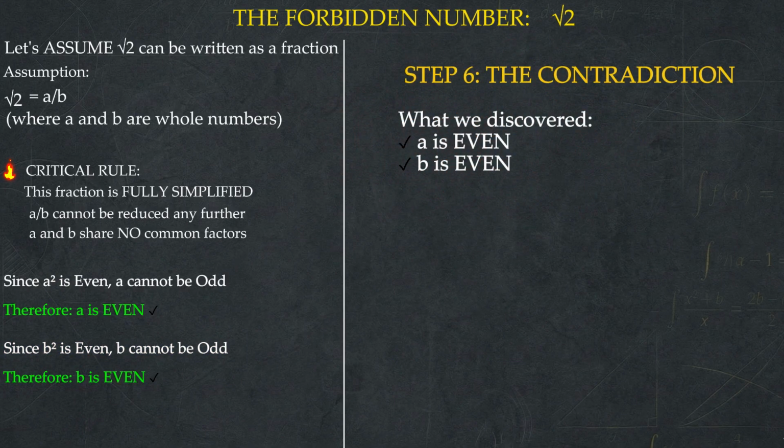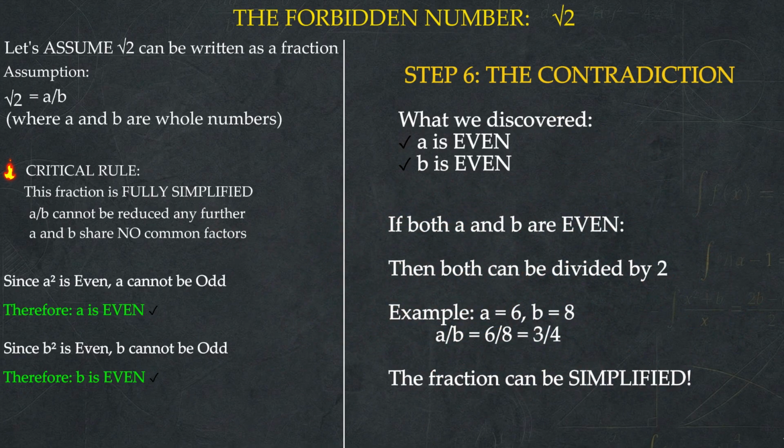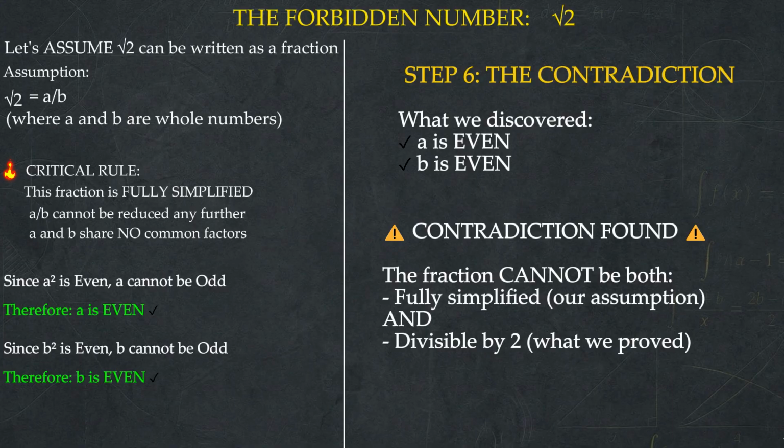Stop and look at what we found. We proved a is even. We proved b is even. If they are both even, that means they can both be divided by 2. The fraction can be simplified further, but wait. At the very start, we made a rule. The fraction is fully simplified. A and b share no common factors. It is impossible for a fraction to be fully simplified and divisible by 2 at the same time.